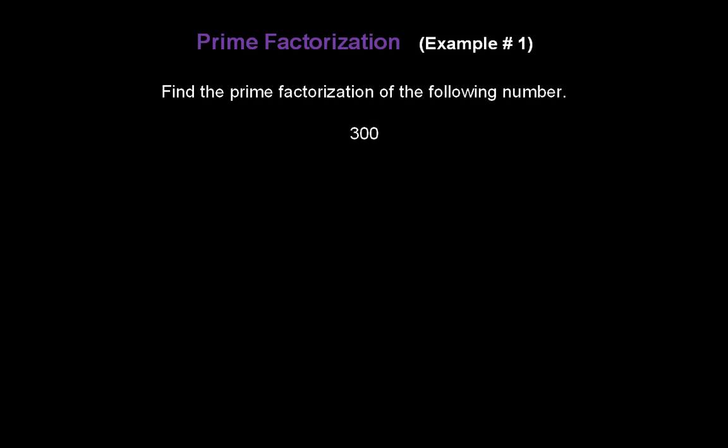Now let's find the prime factorization of the number 300. I'm going to write down 300, and I'm going to break it down into 10 and 30. Neither one of those numbers is prime, so they'll break down further. We can break 10 down into 2 times 5. 30 we can break down into 6 times 5. Now both 5's and the 2 are already prime. 6 is composite. That means I can break it down further. 6 breaks down into 2 times 3.